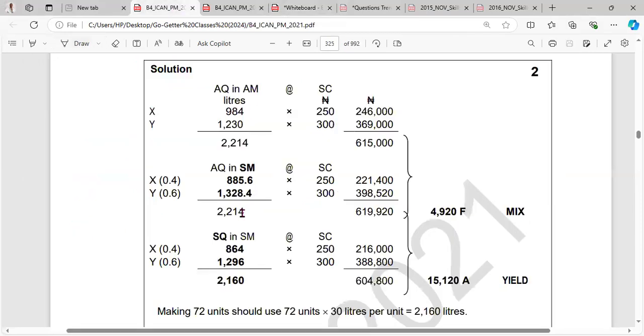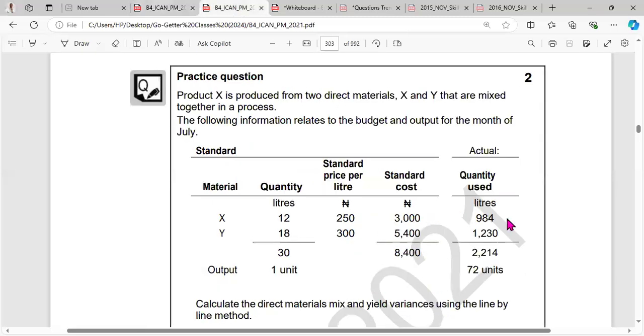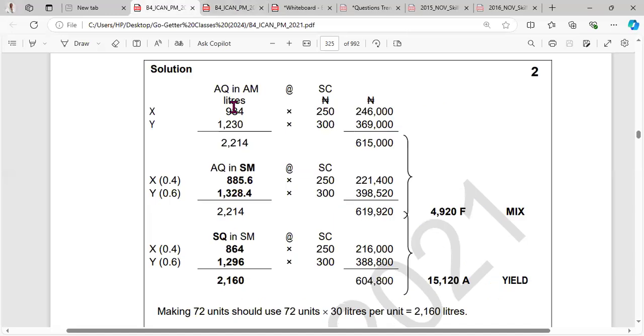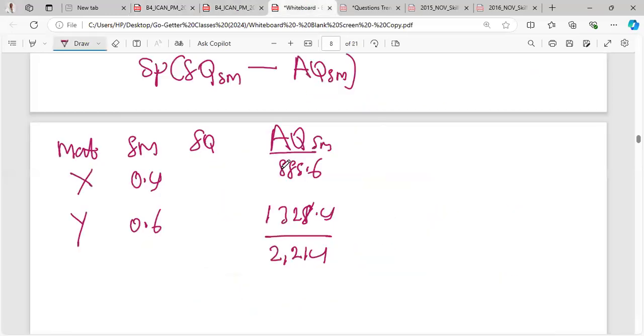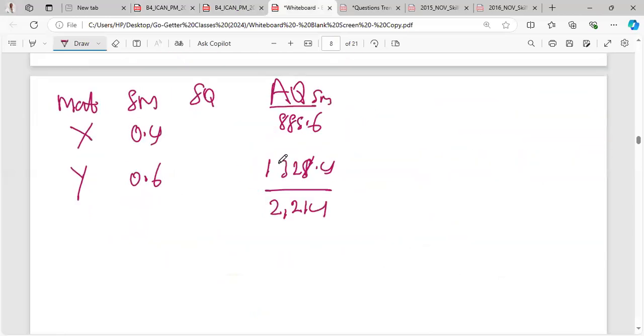Trying to see what was gotten here as 21... okay, 2160. Let's see where that 2160 came from. 72 units. Okay, 72 units. Just a moment.